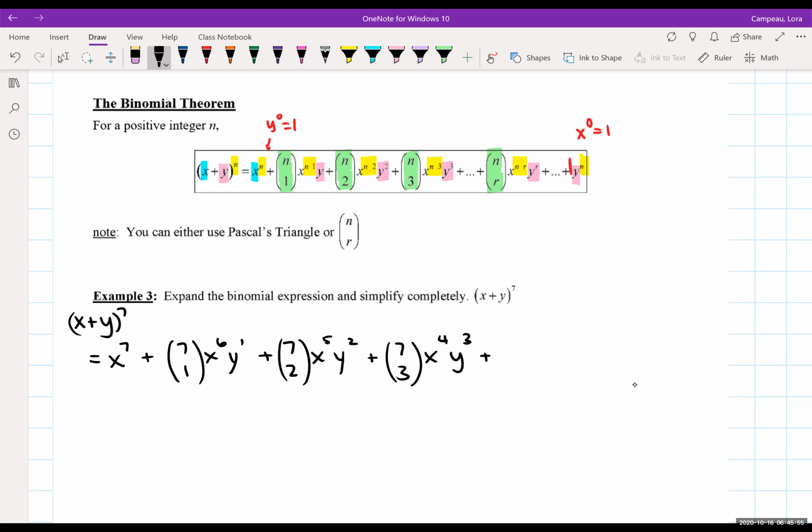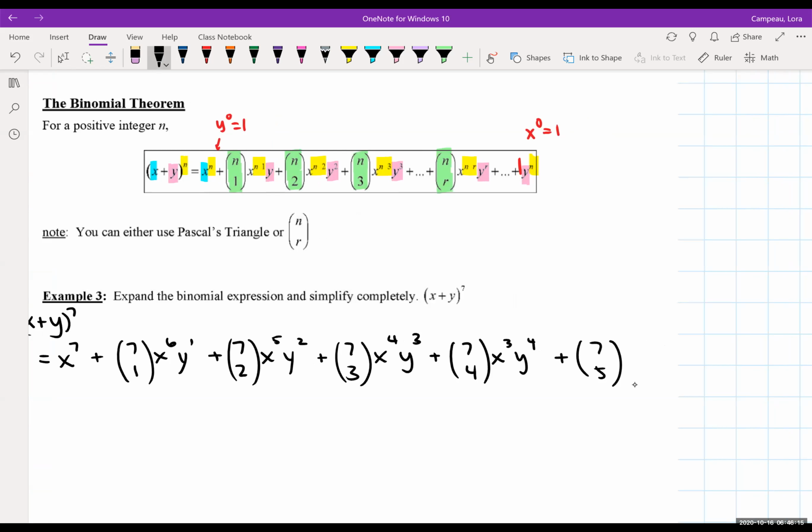Move on to the next term. 7 choose 4. Again, we're counting down with the x's, x to the 3rd, counting up with the y's, y to the 4th. Keep going. You'll know when to stop in a second. We have 7 choose 5. This will be x squared, it's a little easier to say it that way. So counting down with the x's, counting up with the y's, we have y to the 5th.